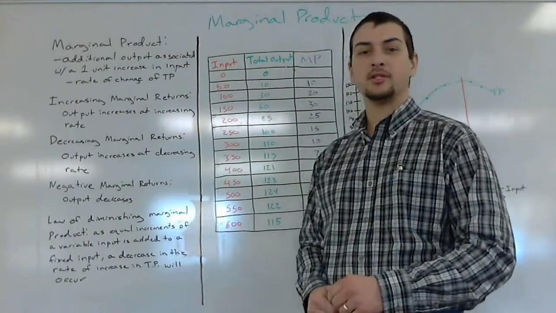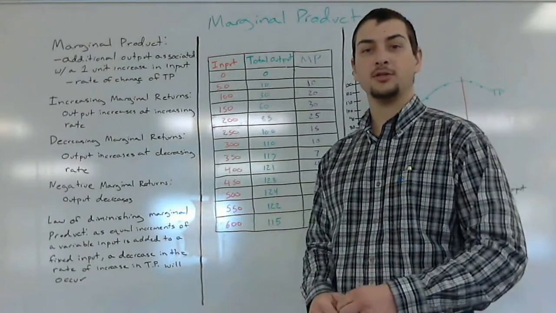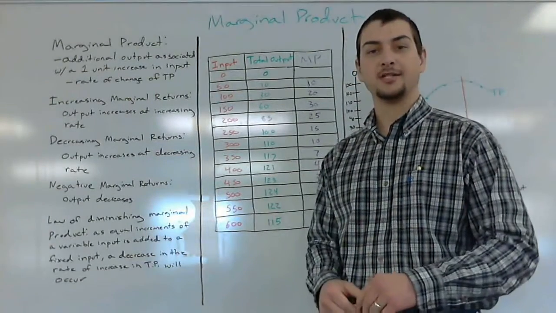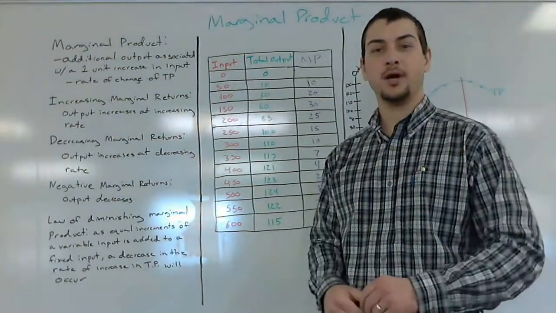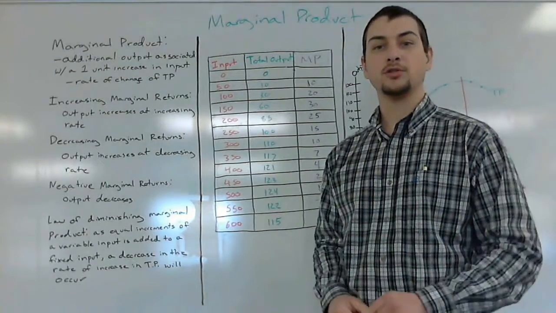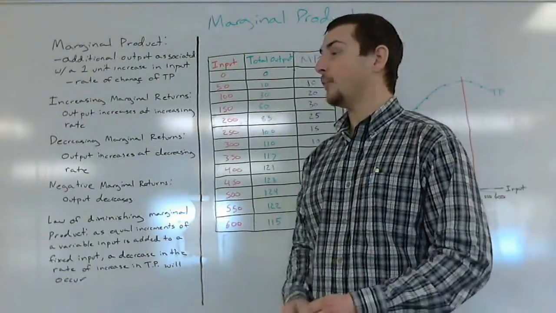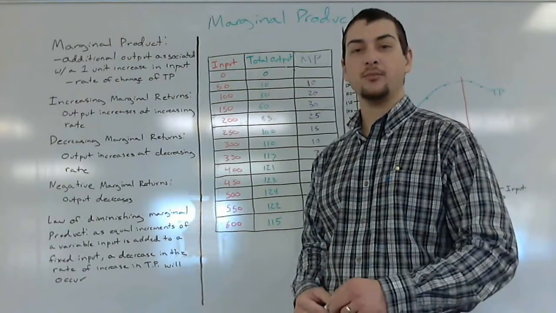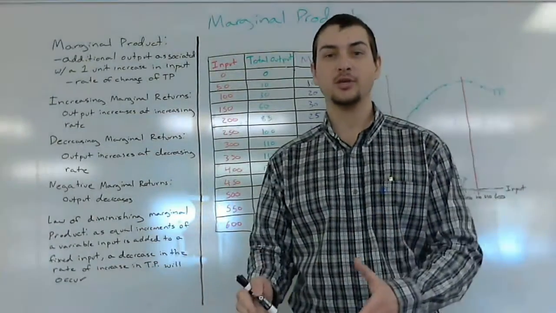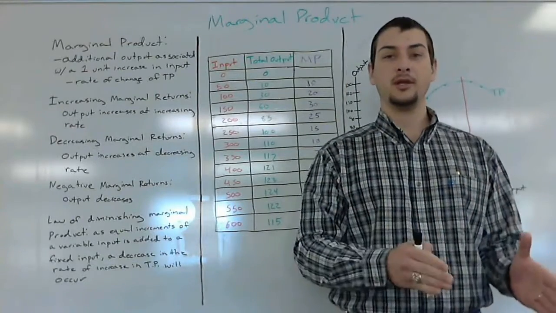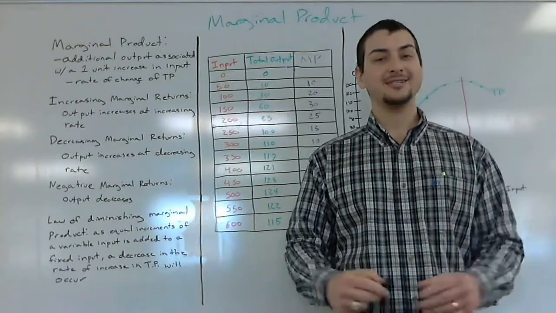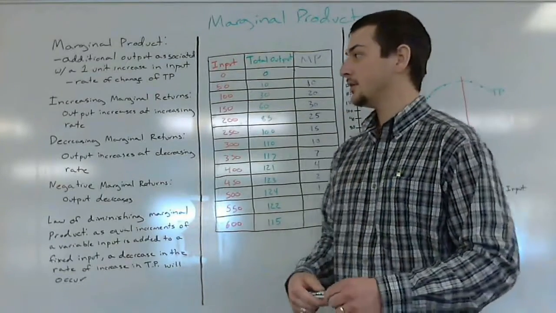Now that we've established the total product model and how to figure out the total product, we're going to look at the marginal product aspect of this factor product model. So marginal product is the additional output associated with a 1 unit increase in the variable input. So if we increase our input by 1 unit, what is the additional amount of output that we're going to get out of it? That is the marginal product.